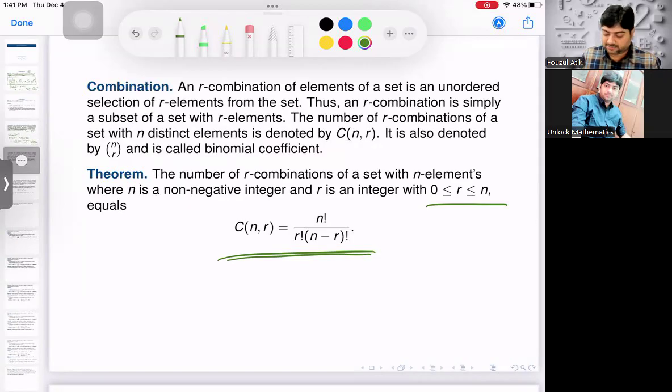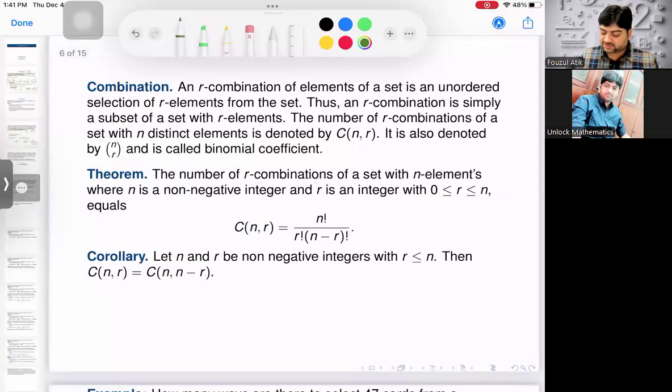Now we'll do some examples. Before that, keep a note that C(n, R) and C(n, n minus R) are the same. You can also write the same thing as C(n, n minus R). This has the same value.